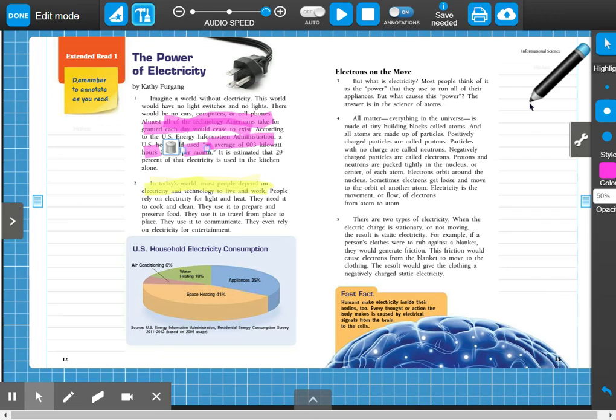All matter, everything in the universe is made of tiny building blocks called atoms. And all atoms are made up of particles. Positively charged particles are called protons. Particles with no charge are called neutrons. Negatively charged particles are called electrons. Protons and neutrons are packed tightly in the nucleus or center of each atom. Electrons orbit around the nucleus. Sometimes electrons get loose and move to the orbit of another atom. Electricity is the movement or flow of electrons from atom to atom.